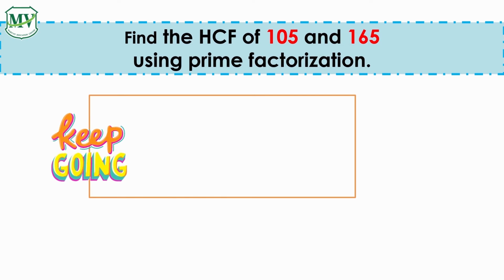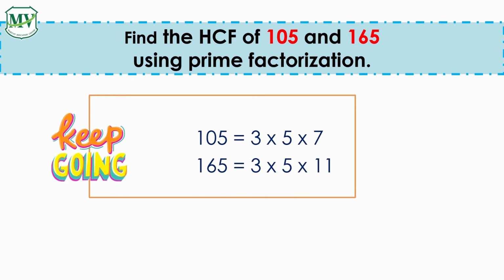Let's have another example of finding HCF. We will find the HCF of 105 and 165 using prime factorization. Let's list the prime factors of 105 and 165. The prime factors of 105 are 3 times 5 times 7, while the prime factors of 165 are 3 times 5 times 11.